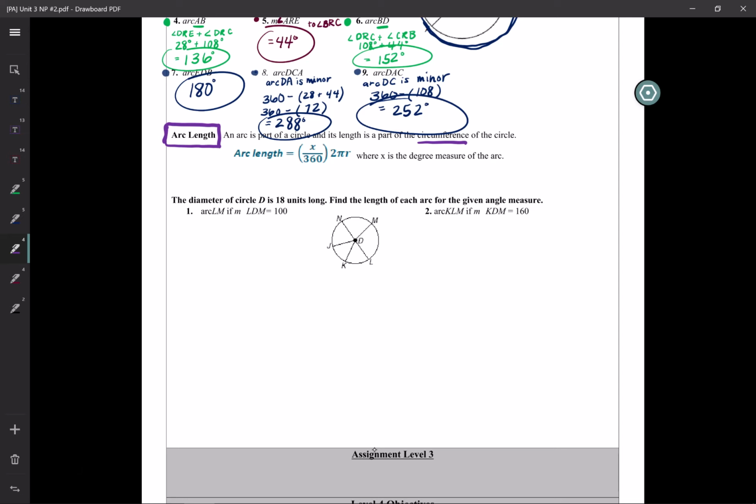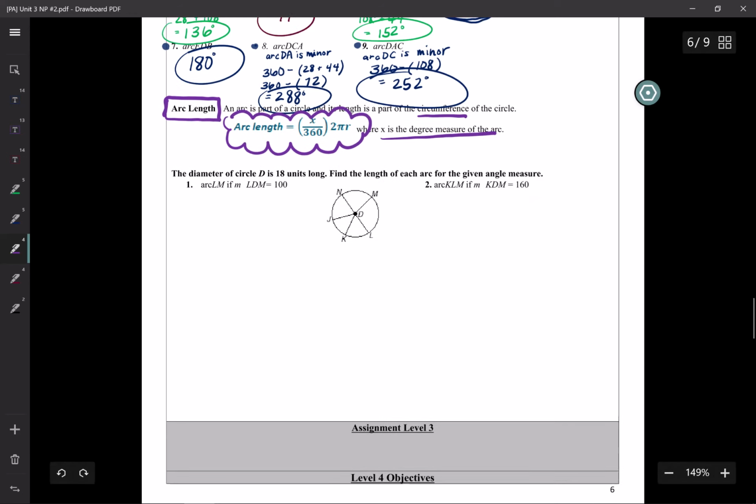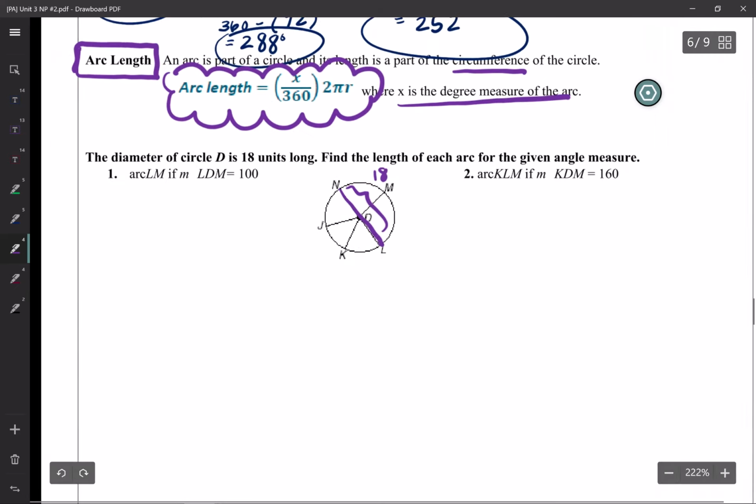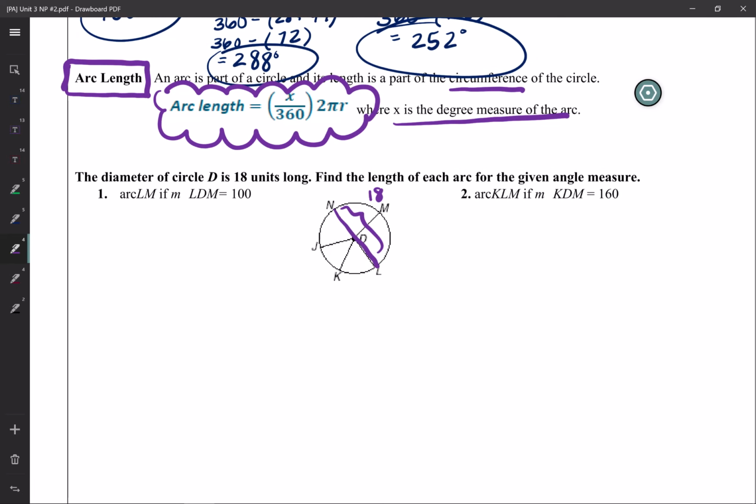And they give us this formula for arc length, which is x over 360 times 2 pi r, okay, where x is the degree measure of the arc? And this is just a straightforward equation that you plug values into. Okay, it says the diameter of circle D is 18 units long, so I'm going to label that in the diagram. So we know that this is 18. Find the length of each arc for the given angle measure. Okay, so I'm just going to use this formula.